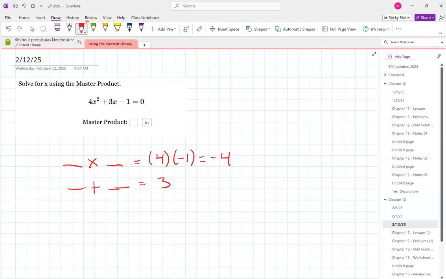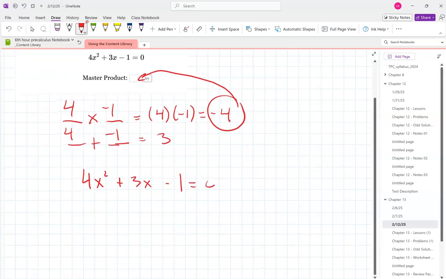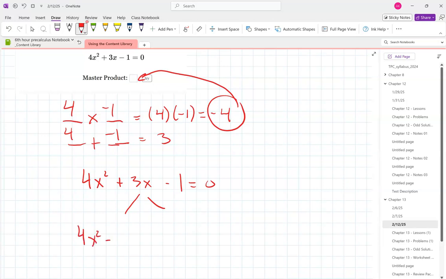So what are the two things that multiply to give us -4 and add to give us +3? 4 and -1, right? So this is the master product. That's what's going to go in there. But keep in mind that 4 and -1 do not take us straight to the answer. All it's going to do is describe to us how to break apart the 3x.